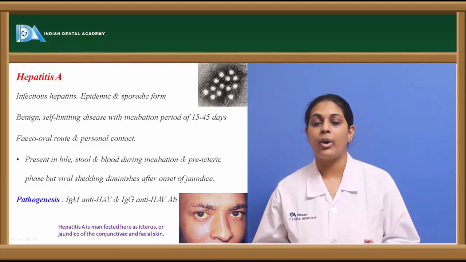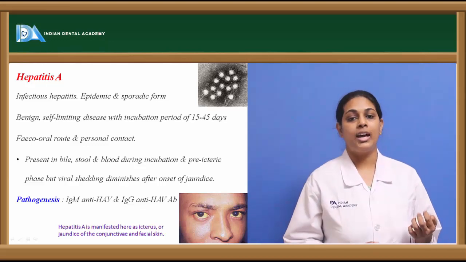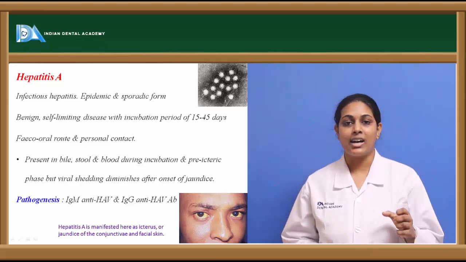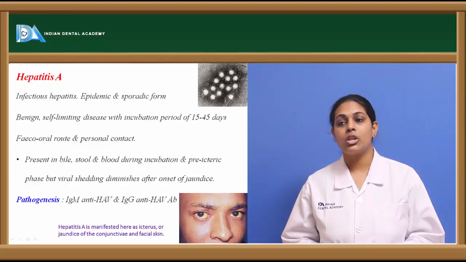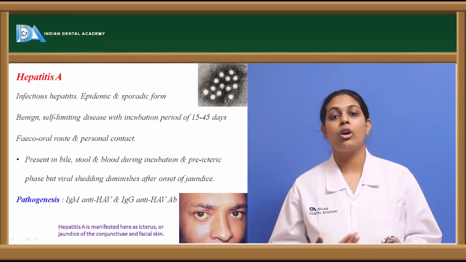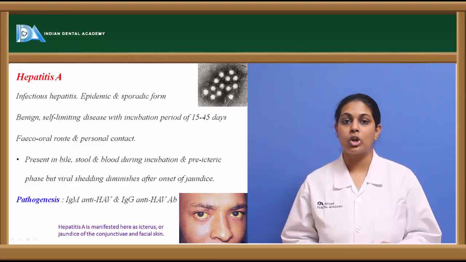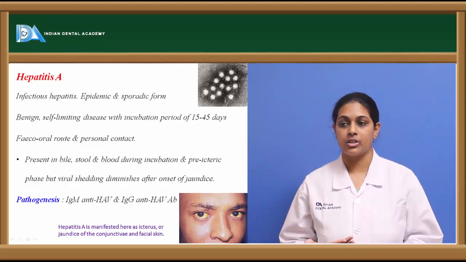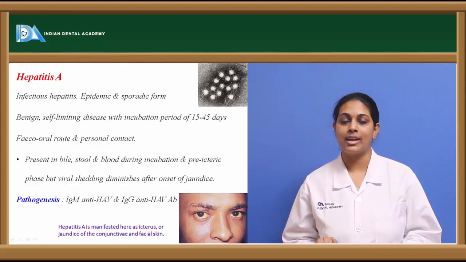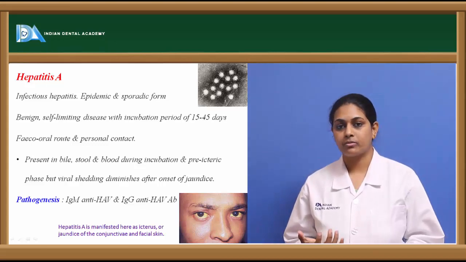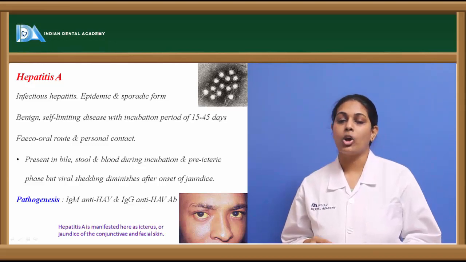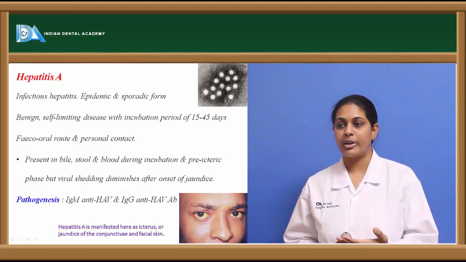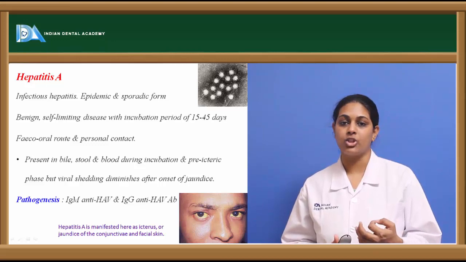And mostly the hepatitis A virus causes infectious hepatitis with the help of certain antibodies: anti-HAV antibody acting against immunoglobulin mu, as well as another antibody which works against immunoglobulin gamma. Once it starts affecting the patient, it results in a condition known as infectious hepatitis. The picture at the bottom right shows hepatitis A manifesting as icterus, or jaundice of the conjunctiva and facial skin, where the patient shows yellowish color of the sclera as well as conjunctiva.